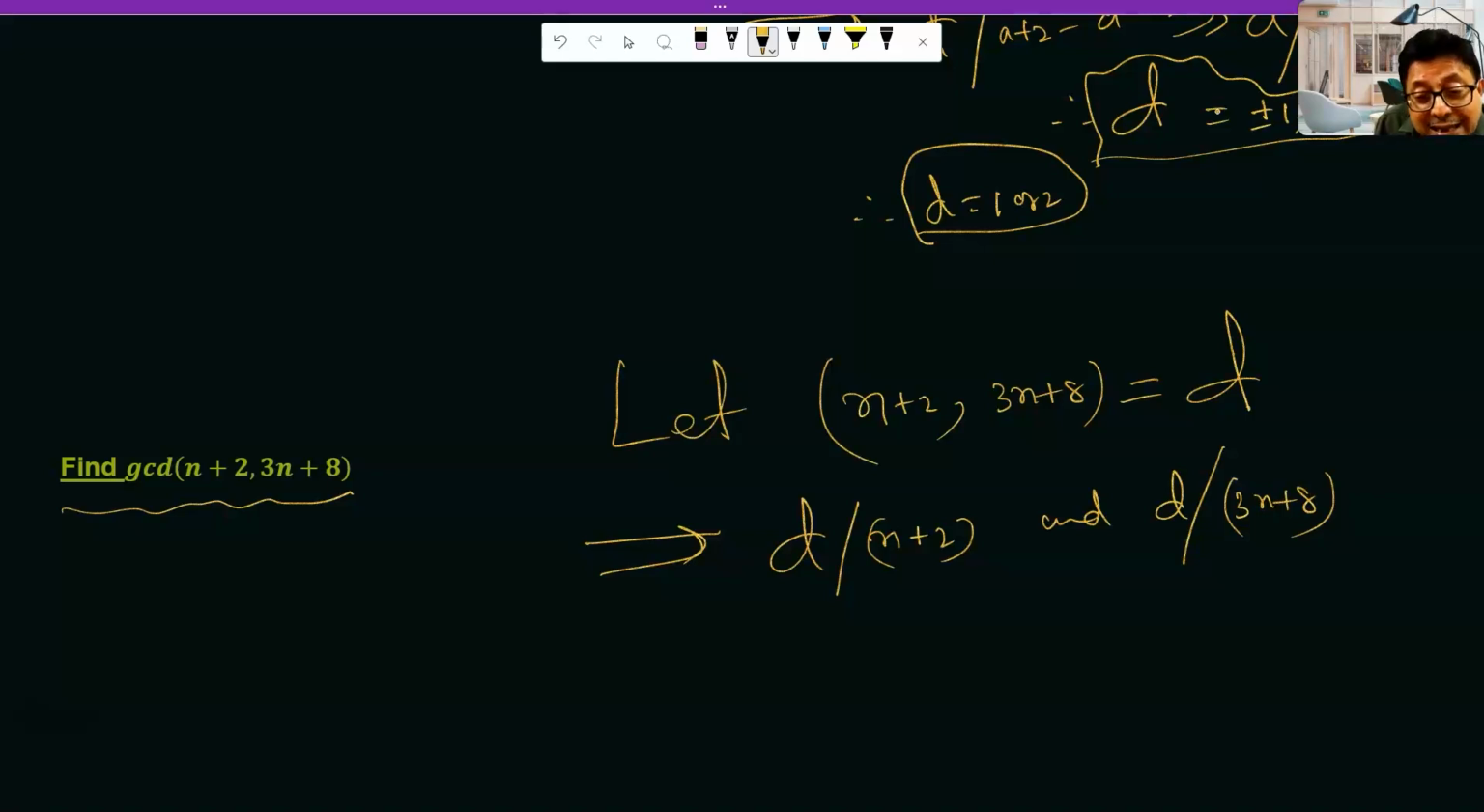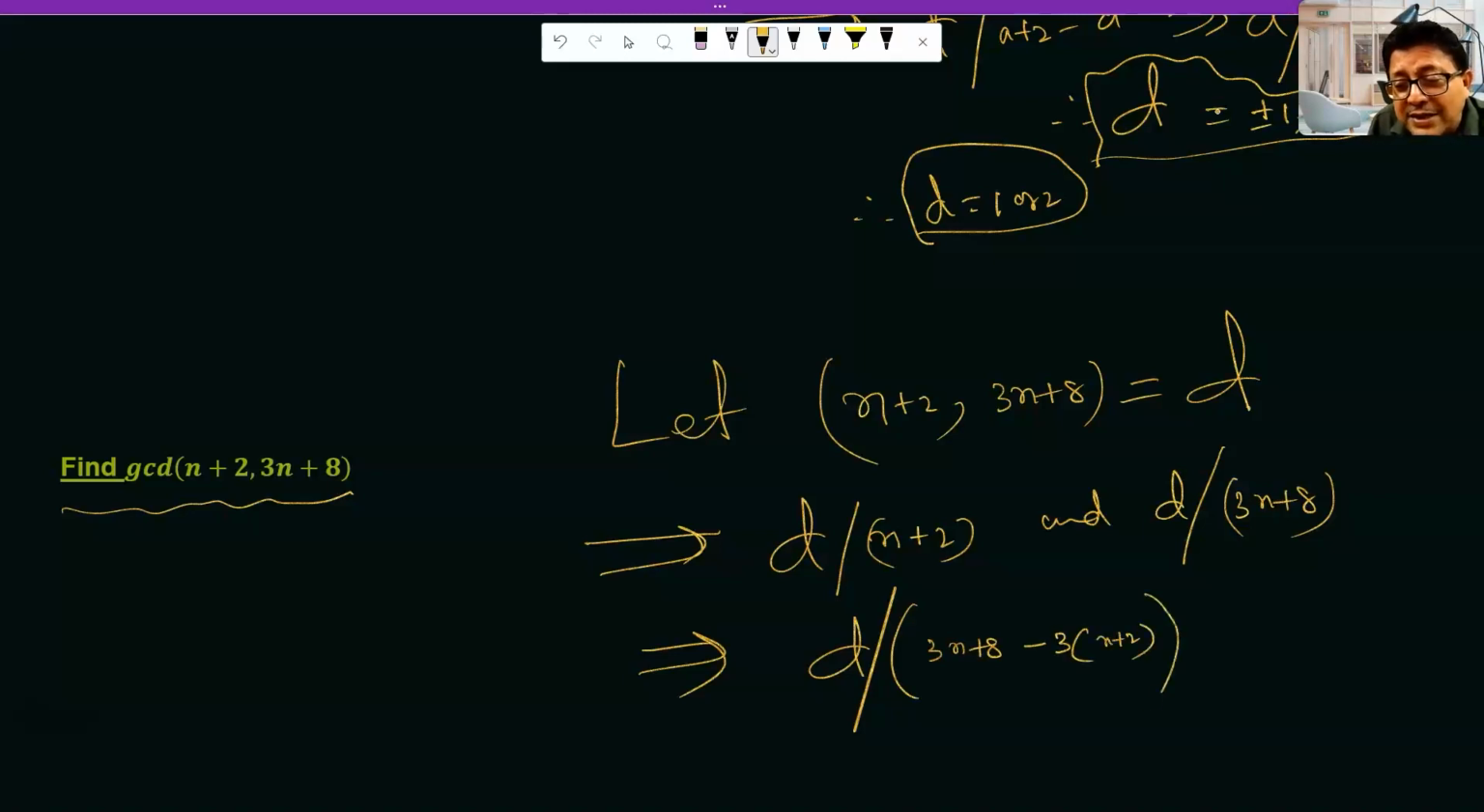So D divides A, D divides B. D will divide the linear combination also. Am I correct? So D will divide 3n plus 8 minus 3 into n plus 2. Why have I done this? Because I wanted to eliminate n. If n is there, it is very confusing. n is a number. We are going to prove a general case.